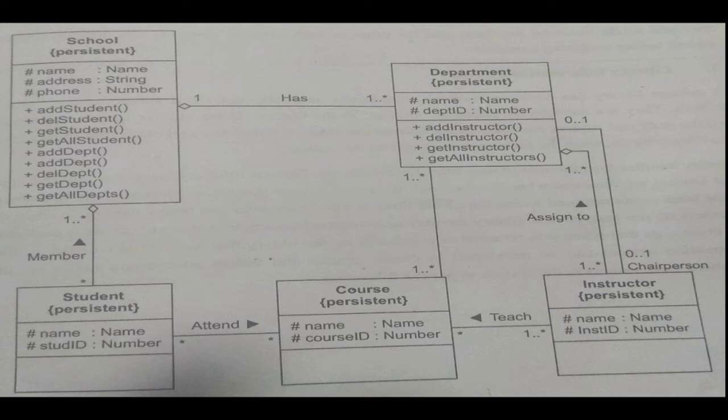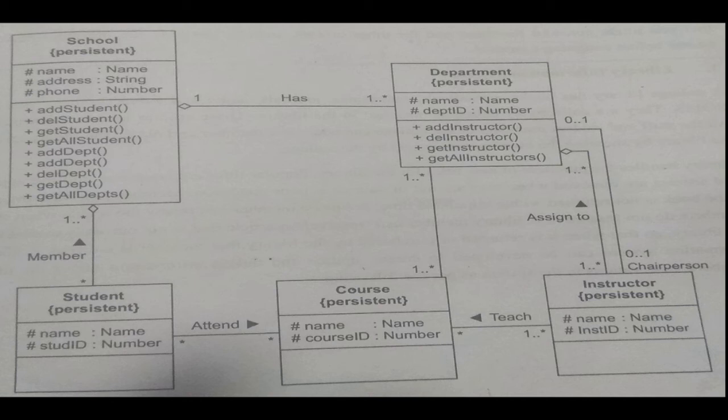So both these are the different classes. We can say one school has many departments. So here this is the composition. Then the next one, we can say many instructors teach many courses. Every student may attend any number of courses, and every course may have any number of students. So there are two associations between department and instructors.